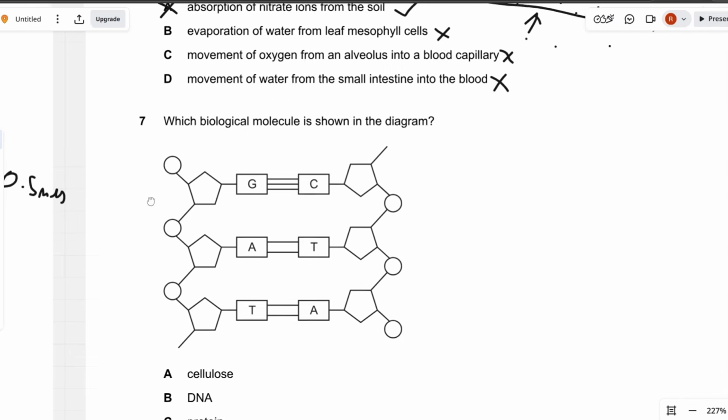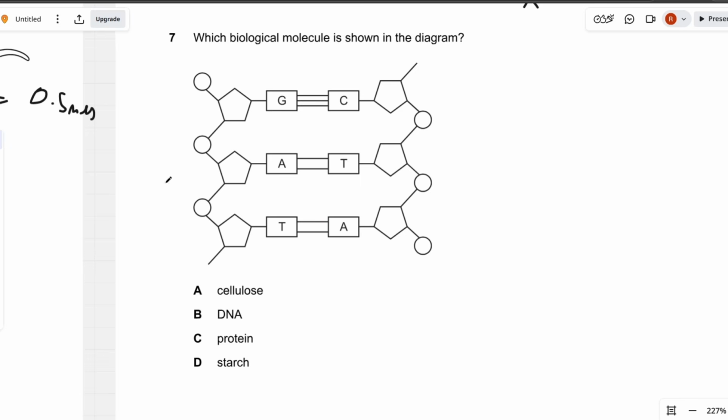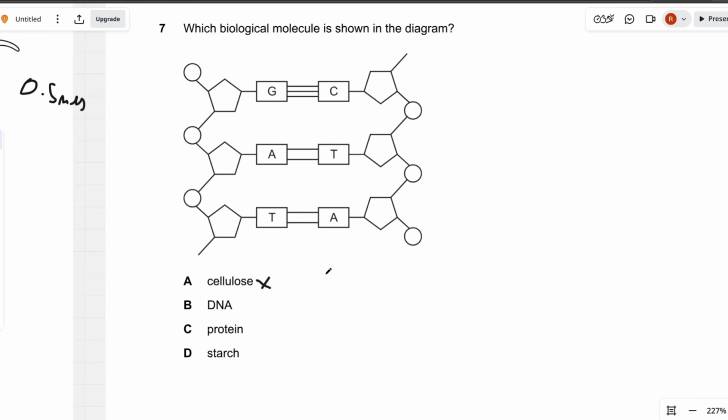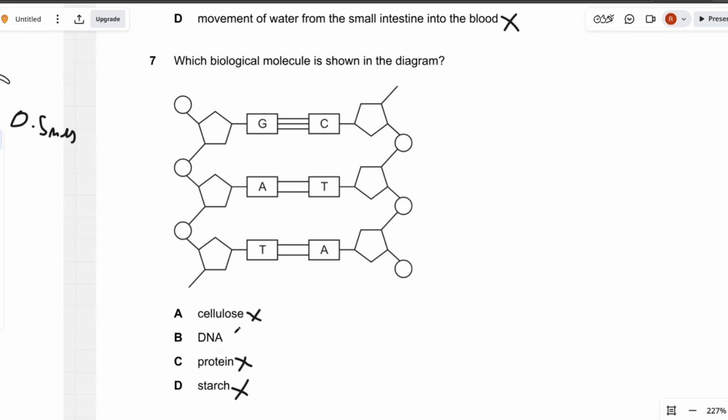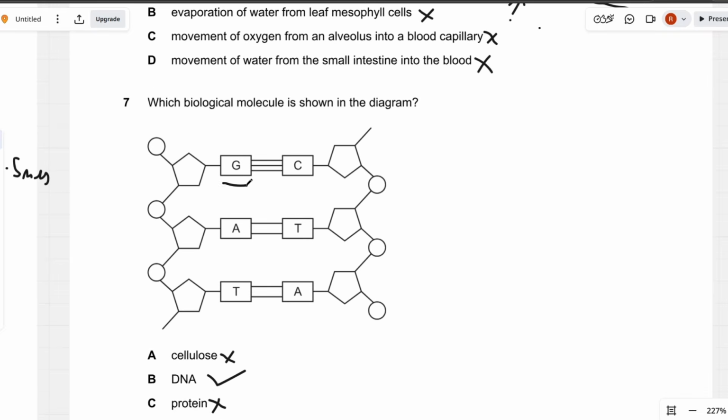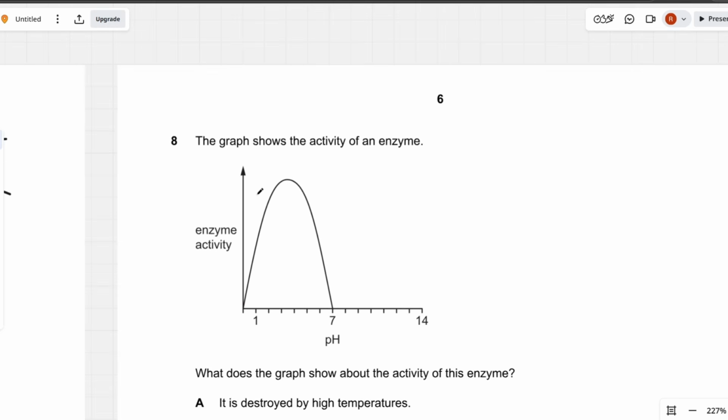Which biological molecule is shown in a diagram? We can easily tell that this is definitely not cellulose. Cellulose is made of glucose molecules, not protein, definitely not starch. Protein has a specific structure. I don't really think you're required to know the structure of protein, and starch is definitely not. DNA, and the reason we could tell it's DNA is because it has these bases, these chemicals, which have these letters T, A, G, and C. So it's DNA.